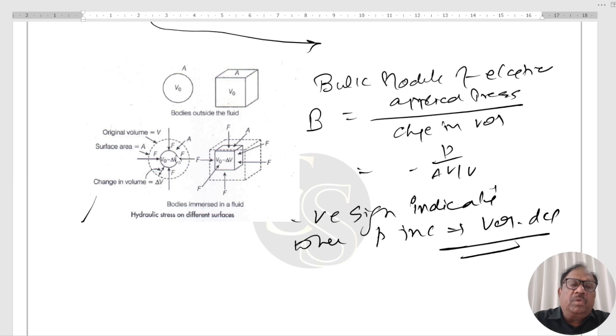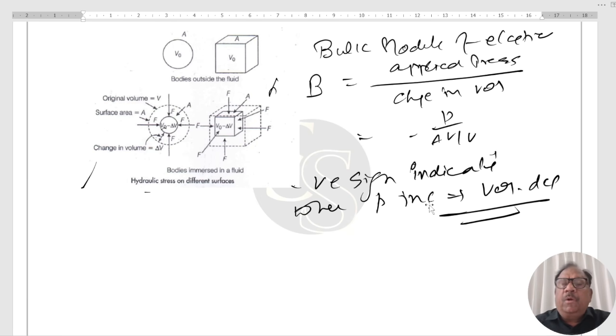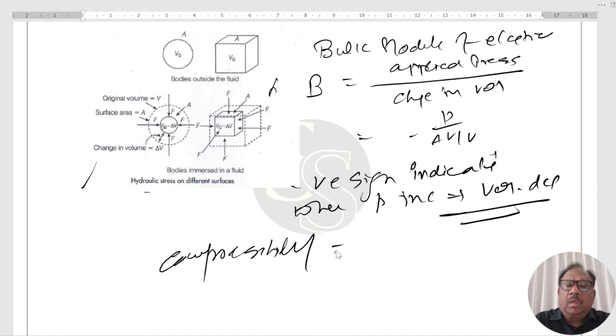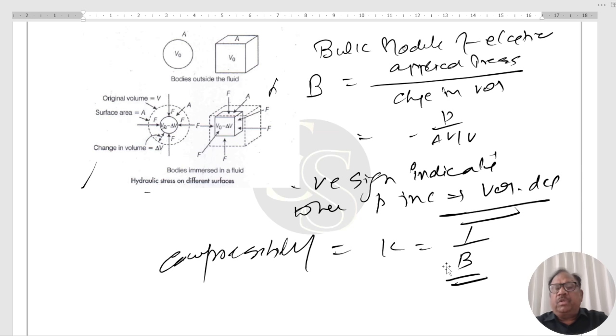radially inward, the volume is decreasing. Similarly, in the cube, volume is decreasing. When a body is immersed in a fluid, pressure is exerted, which is also called hydraulic stress. Now, what is compressibility? Compressibility, K equal to 1 over B. Reciprocal of bulk modulus of elasticity is known as compressibility, right?